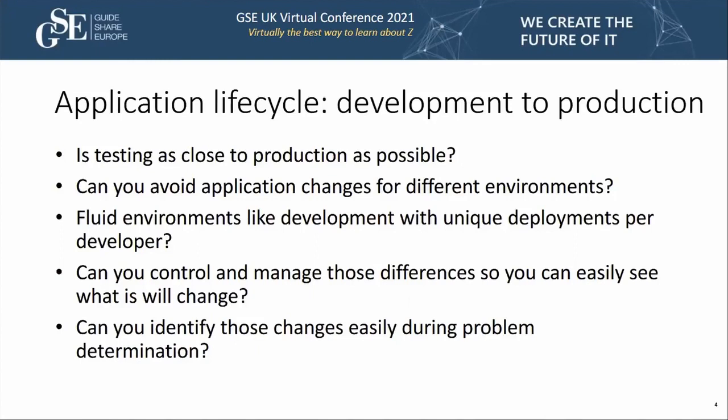So we do have the question: is the testing as close to production as possible? How do we avoid making application changes for each different environment? How do we deal with situations where, for example, developers might well have different instances of the same CICS region for each developer, with its own set of data sets that are unique, its own APPLIDs, its own ports? All these things could be very much dependent on who is running that system and in what pipeline stage.